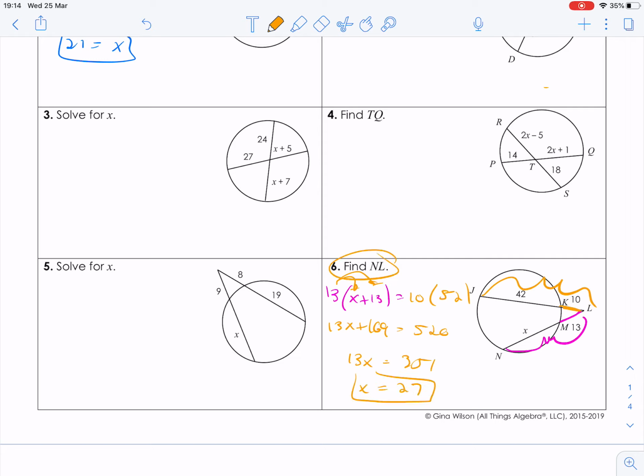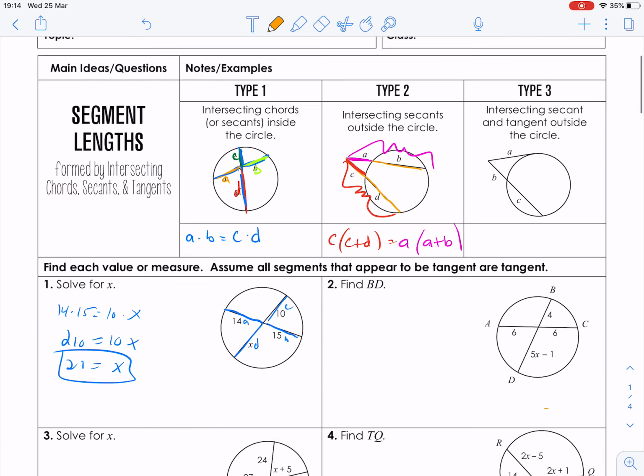But we're not done. We need to find NL. So we know NL equals x plus 13, and we just found x. So it's going to be 27 plus 13, which is 40. Now we're done. Cool. So that is type 2.